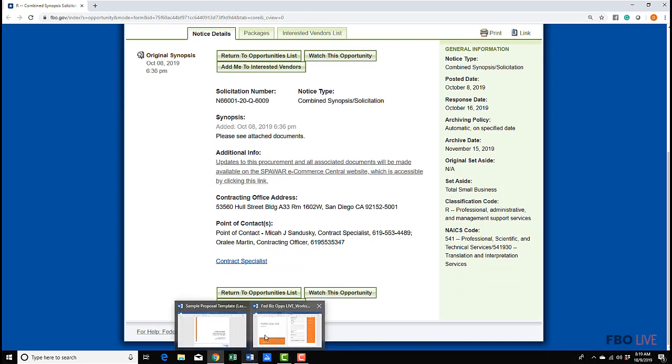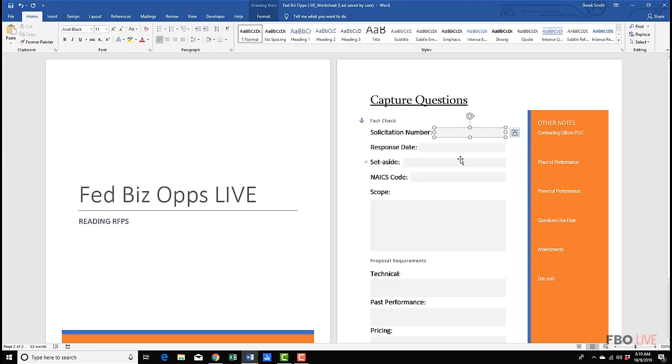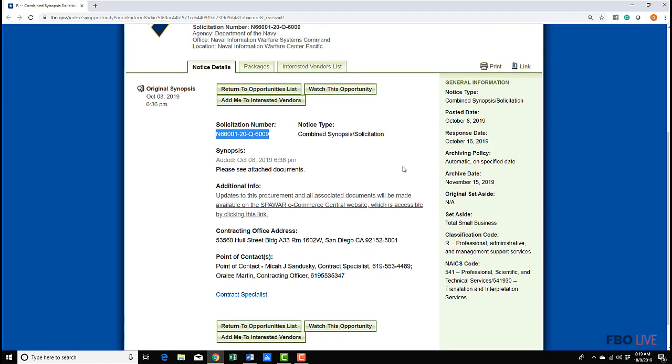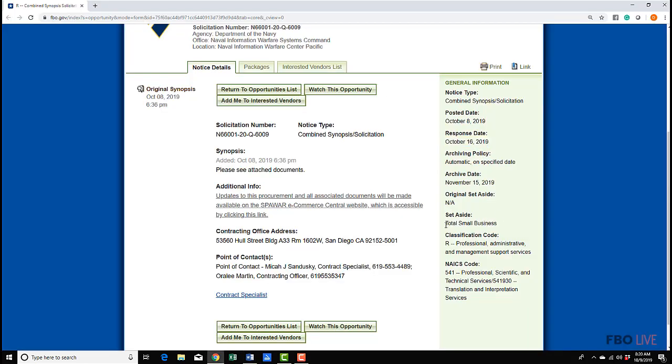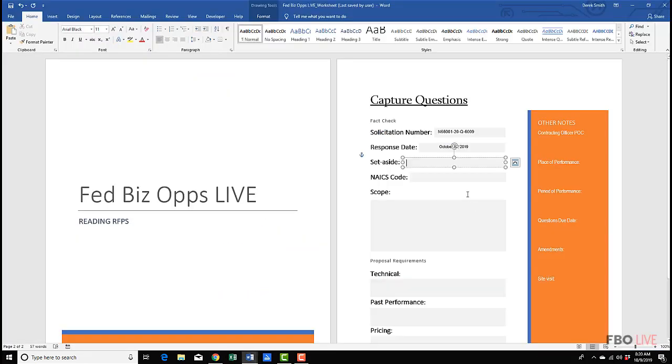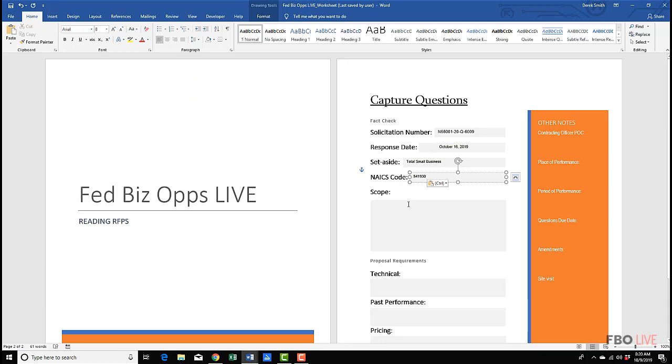And while I've got this, I will be filling out the sheet now that I've got the sheet. So I've got the solicitation number. It's right here. So go ahead, plug that in. Response date. Well, this was posted yesterday on the 8th. And the response date is October 16th. So they're giving you about a week to respond to this. Set aside, total small business set aside. And then in terms of NAICS code, we've got 541930, professional, scientific, and technical services.